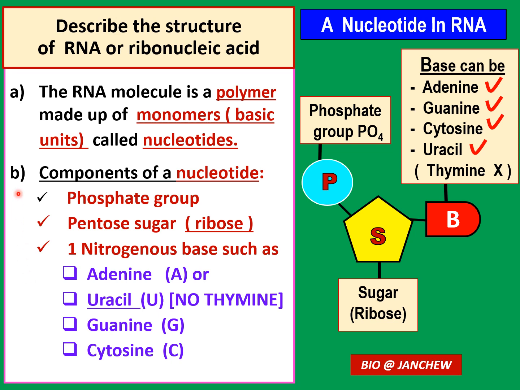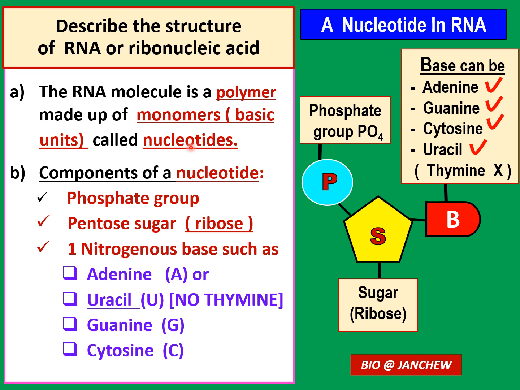Let's discuss this learning outcome. Describe the structure of RNA or ribonucleic acid. Now, this can be asked as a question in the exam too. Just like we have described the structure of DNA or deoxyribonucleic acid, now here we have to describe the structure of RNA. Basically, the RNA molecule is a polymer made up of monomers or basic units called nucleotides.